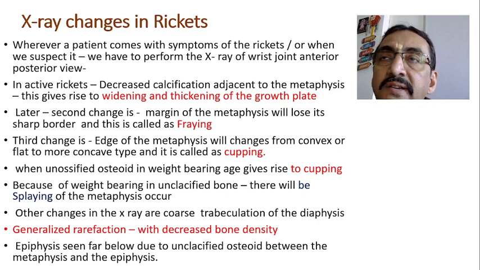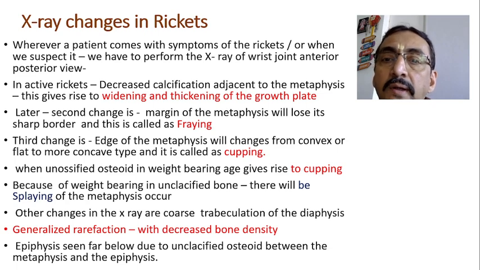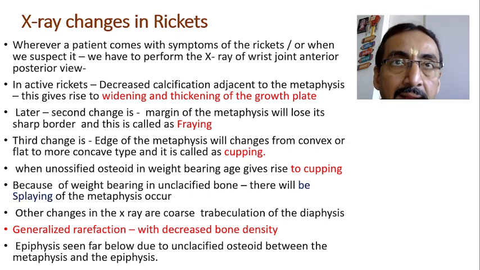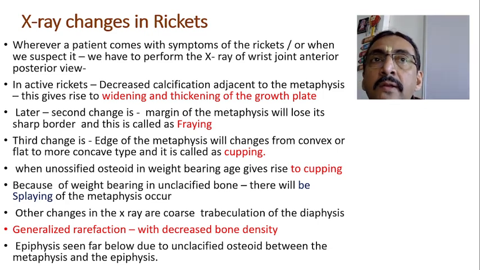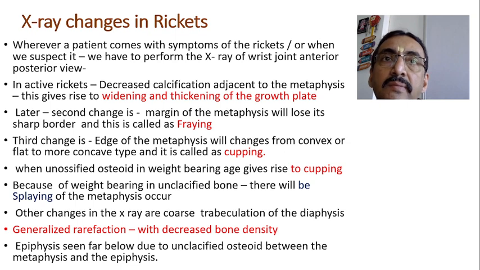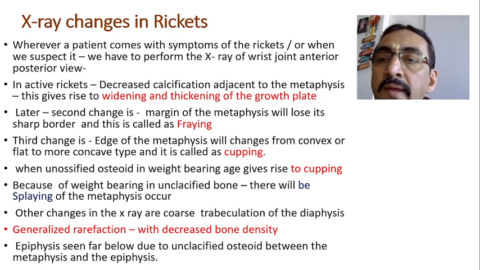Later, the important second change is that the margin of the metaphysis will lose its sharp border. Usually the metaphysis has a very sharp border. Now if the calcification is deficient, then the margin will lose the sharpness of the border, and this is called fraying, F-R-A-Y-I-N-G, fraying. Fraying is nothing but the metaphyseal sharp border is no longer sharp, so it will become round or blunt. The reason is again decreased calcification. So this is the first and foremost X-ray change which occurs.